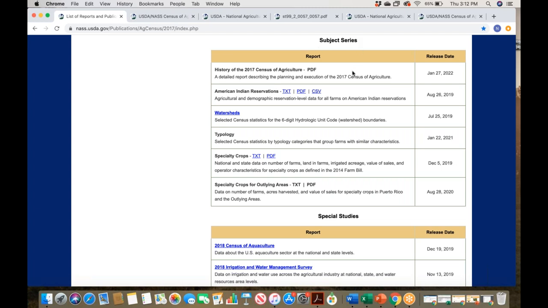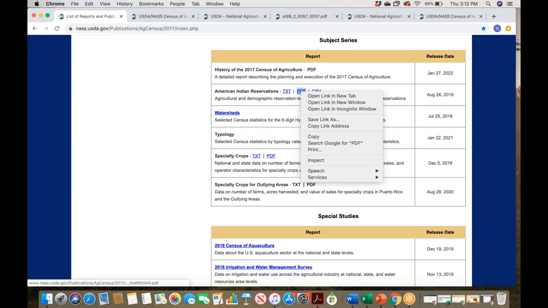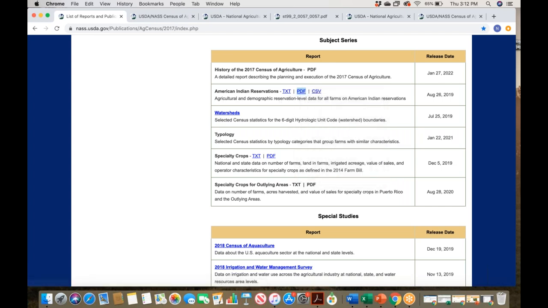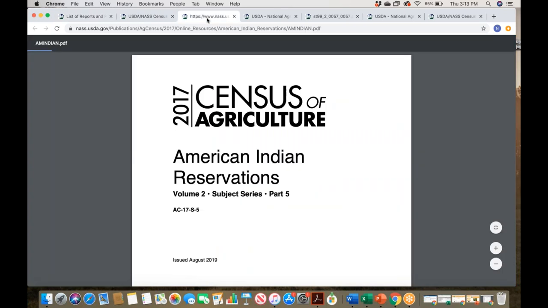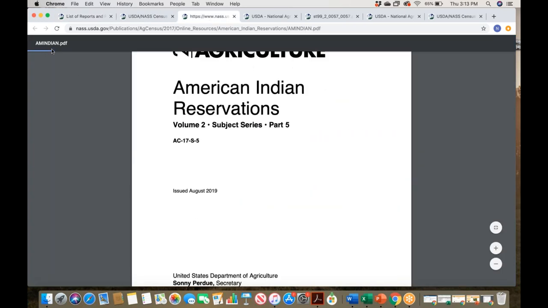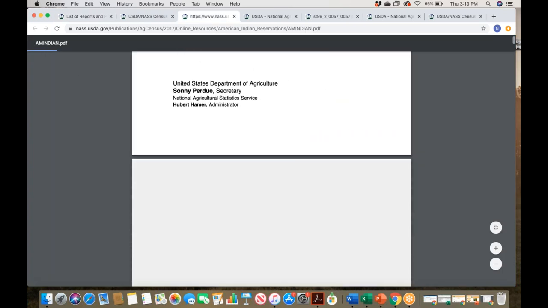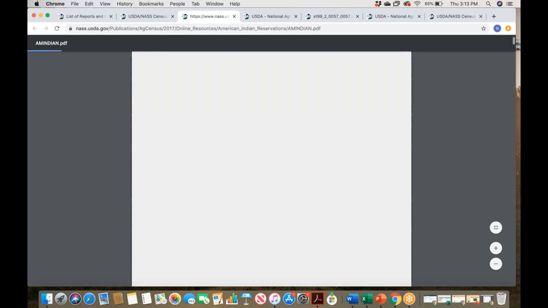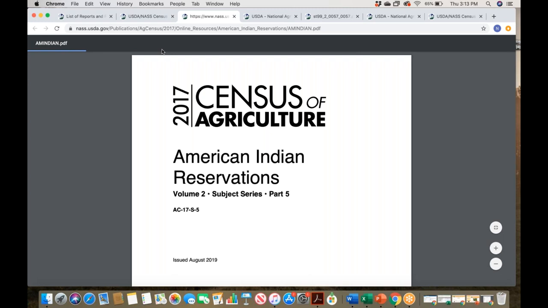It's under subject series. It's available three different ways. The PDF is a table like we saw before. It might take a little while for it to load on my internet. You see my blue bar up here, but it will show selected American Indian Reservation data. It's not for everyone, and we can have Ginger or folks come back on to tell how those are selected. It is loading. I will come back to it, I promise.